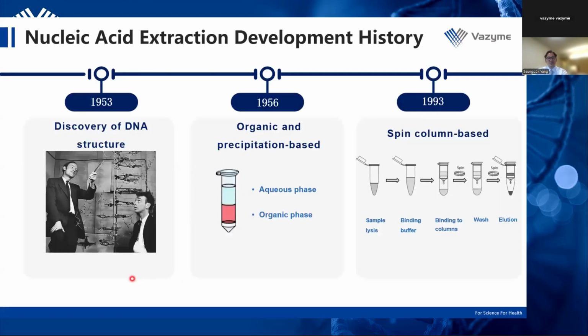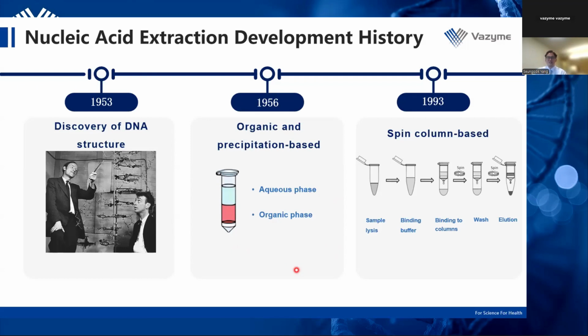So this slide shows the historical evolution of nucleic acid extraction technologies. It begins in 1953, with the discovery of the DNA double helix structure by Watson and Crick. This landmark discovery laid the foundation for all molecular biology techniques that followed, including nucleic acid extractions. Just a few years later, in 1956, the first organic extraction and precipitation-based method was developed.